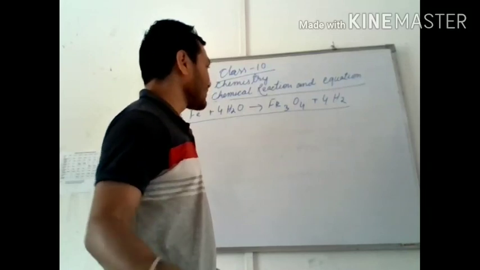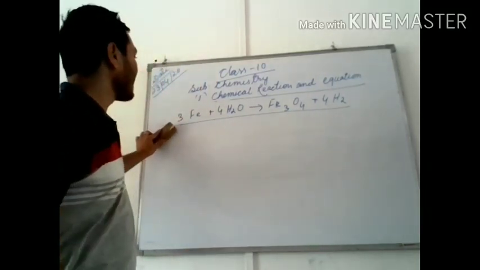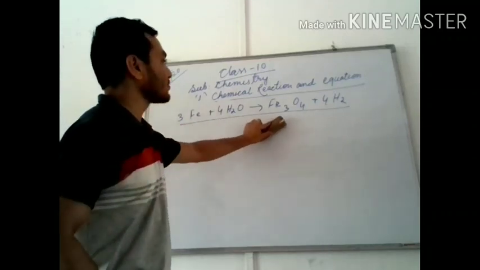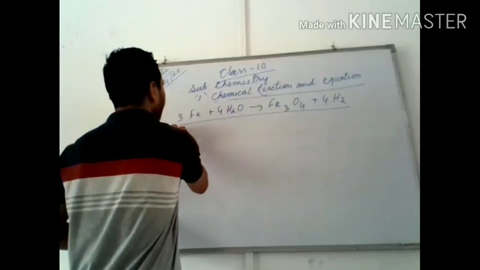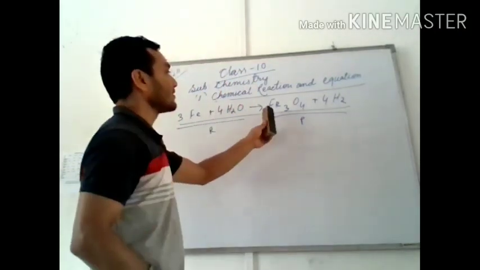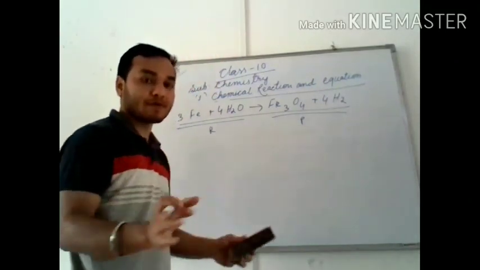So after balancing, we wrote here in a proper way: 3 Fe plus 4 H2O goes to the product. The product will be Fe3O4 plus 4H2. This is the proper balancing.